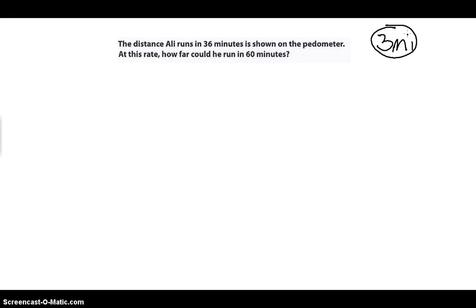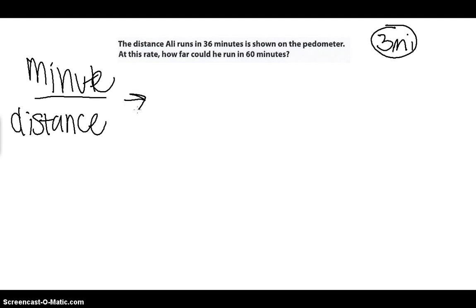So how are we going to set this up? Remember my first rule of proportions: I have to have all of my numbers lined up correctly. So let's make my line. I've got a minute line, so all my minutes will line up. And then I have a distance line. So now I should be good to go. I should be able to set up my proportion, and we can solve this.